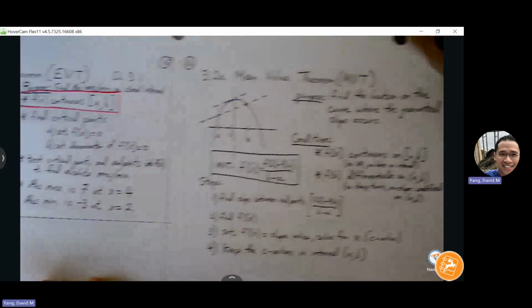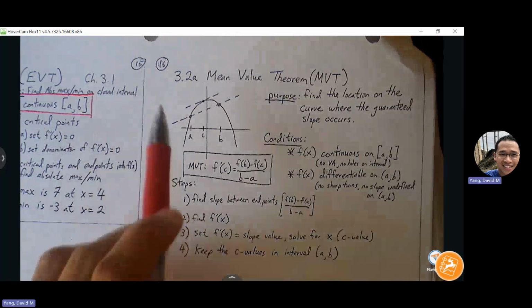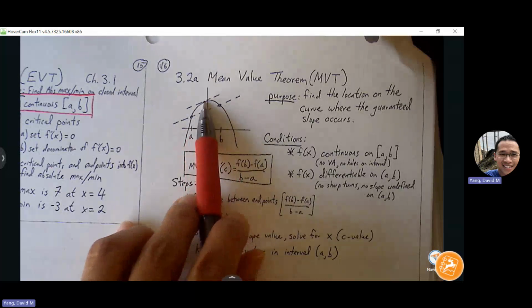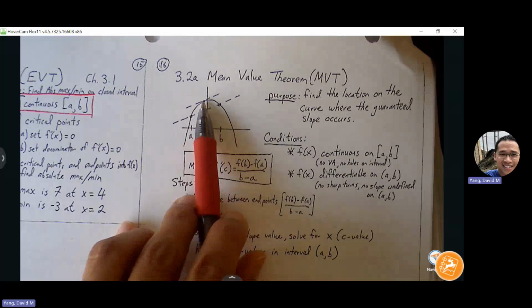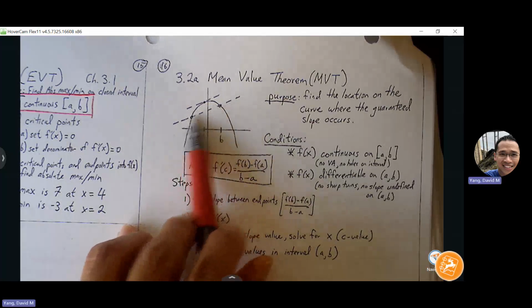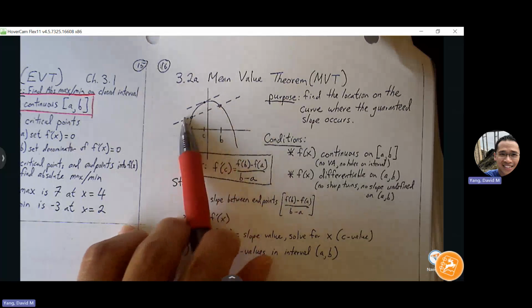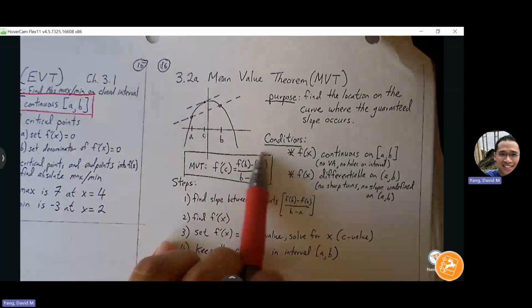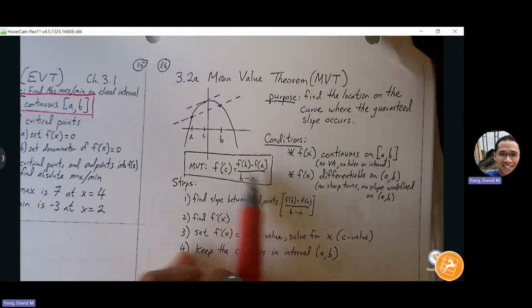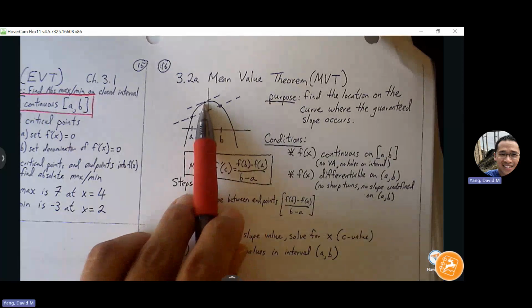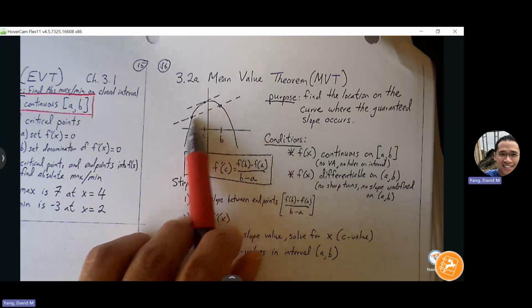Okay. Mean value theorem. The whole purpose of mean value theorem is trying to ask, where is the graph going to experience the same slope as the average rate of change? So it's basically, where is the average rate of change equaling the instantaneous rate of change? So we basically set the slope between the endpoints equal to the derivative. And when we solve for x, we can identify and locate that position where that steepness is going to match the steepness between the endpoints.